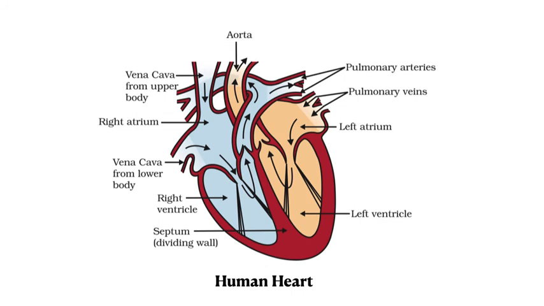Children, this is an image of the human heart. Our heart consists of 4 chambers. You can see here the upper part is the right atrium and left atrium. The lower chambers are the right ventricle and left ventricle.